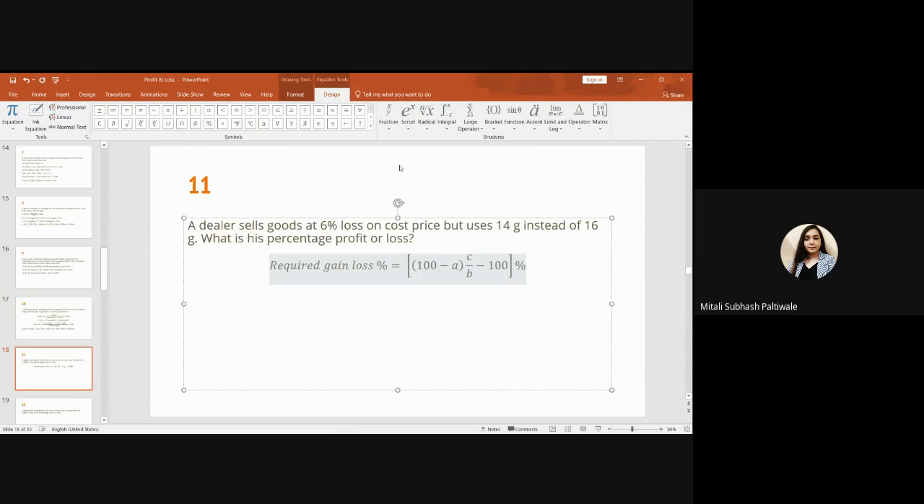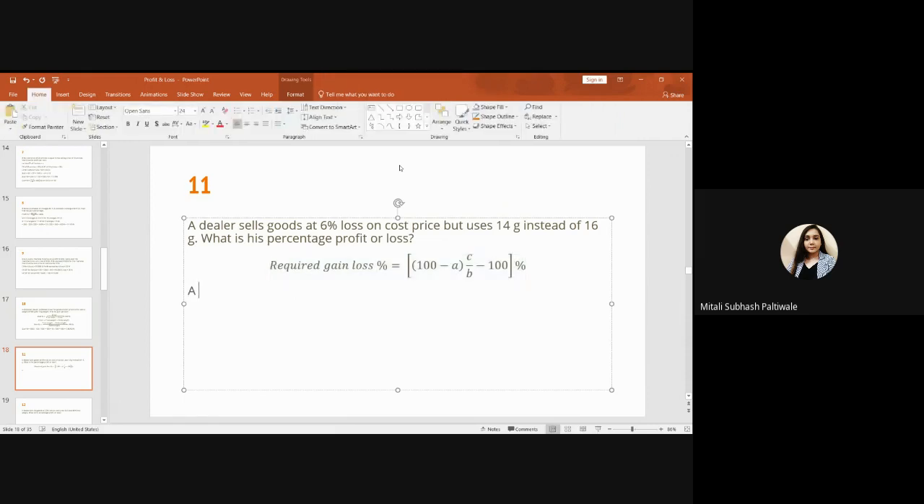This is the formula. Now let's see. A is equal to the loss, 6%. B is equal to the false weight and the right weight, so this would become 14 gram, and C is equal to 16 gram.